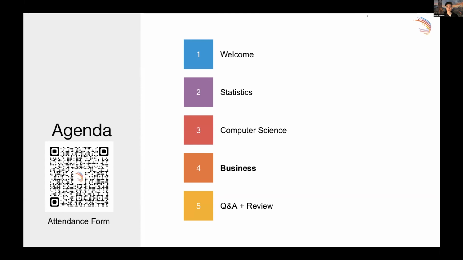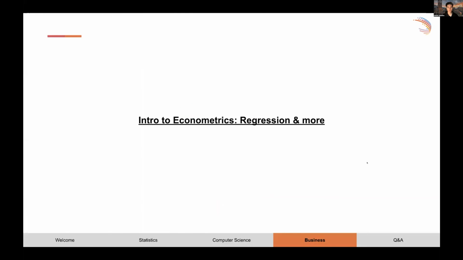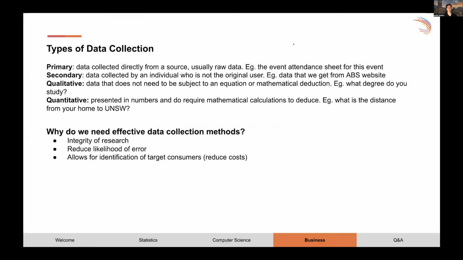So we've gone through stats, computer science, and now we'll go through business. I'll try to keep this brief enough so that we still have time for questions at the end. To get started with business, first of all, we'll look at some types of data collection, and then we'll go into some problems with bias. Then we'll look at some types of experiments, and finally we'll go back into R and look at linear regression, logistic regression, and correlation versus causation.